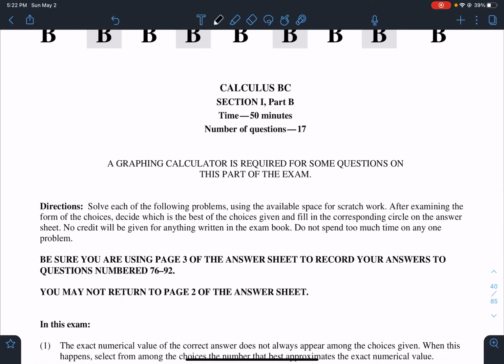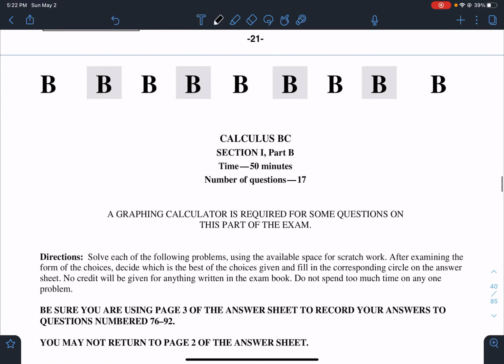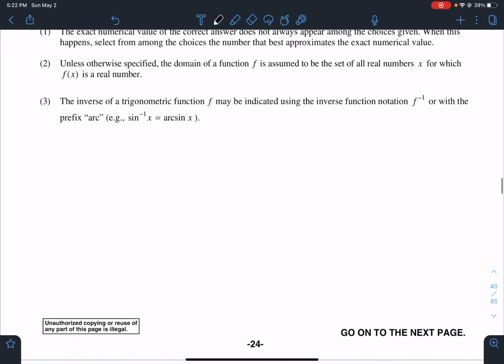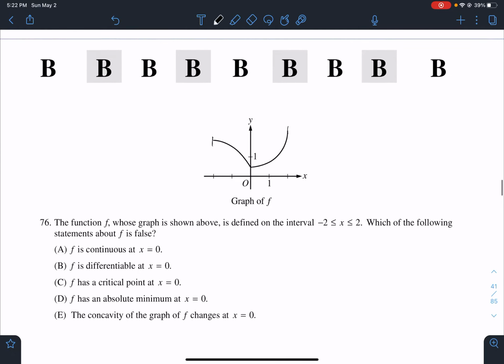Hello. Today I will be going over Section B of the 2012 Calculus BC practice exam. This will be the calculator section of the multiple choice part of the exam. If you want to try and solve these problems along, you're going to need a standard graphing calculator.